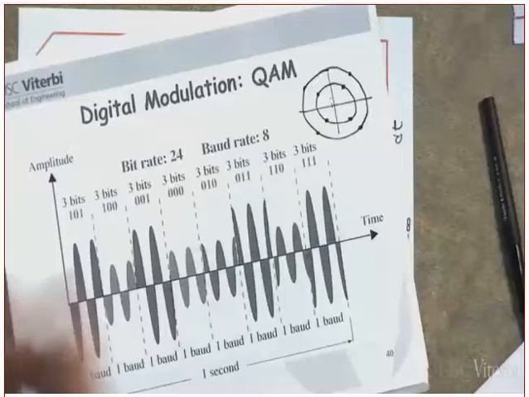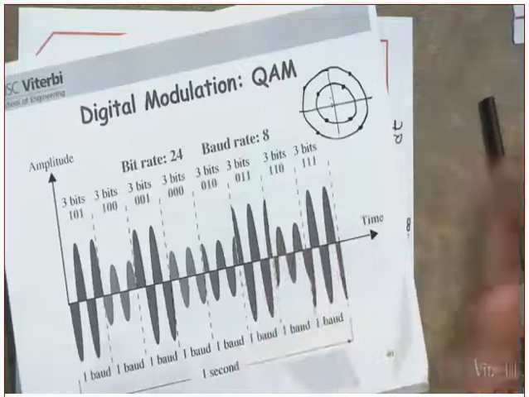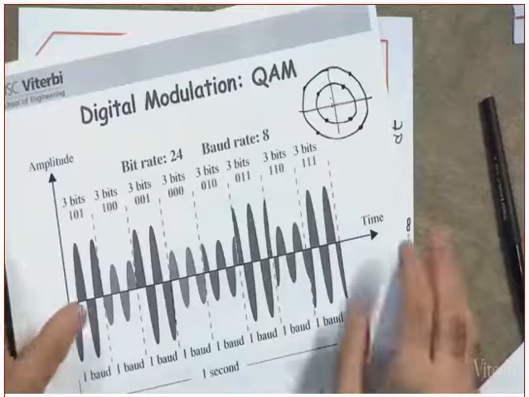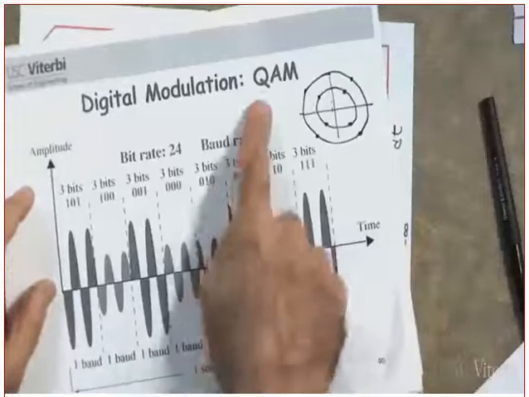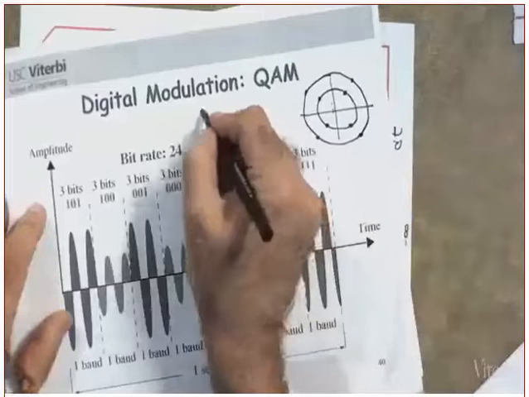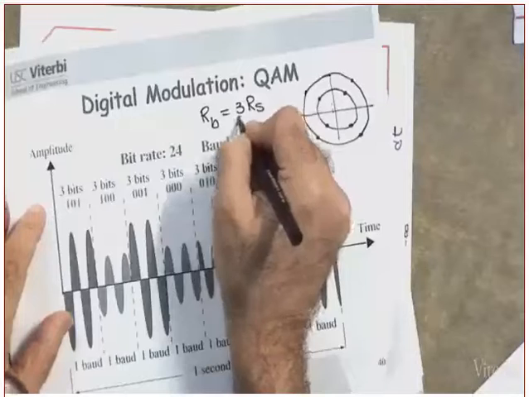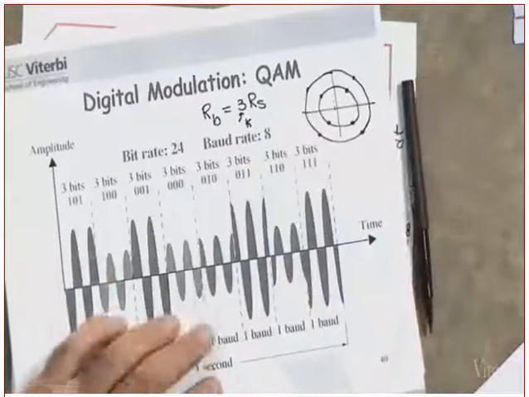A related question, just to make sure you understand. The amplitude and the phase, are they dependent or independent? Independent. If I tell you the amplitude, can you tell me the phase? You cannot tell me the phase, and vice versa. Amplitude and phase are independent random variables. Clear? Okay. QAM: here RB is equal to 3 RS. This 3 is the K. Are you following me or not?